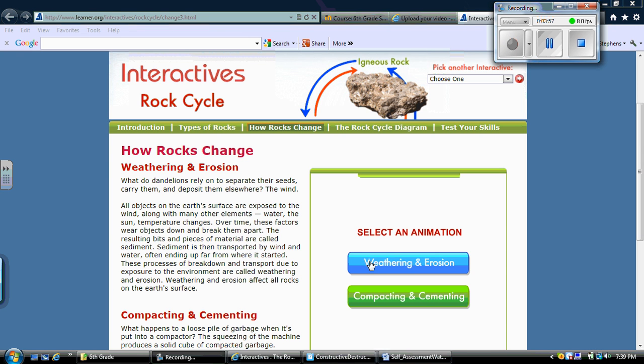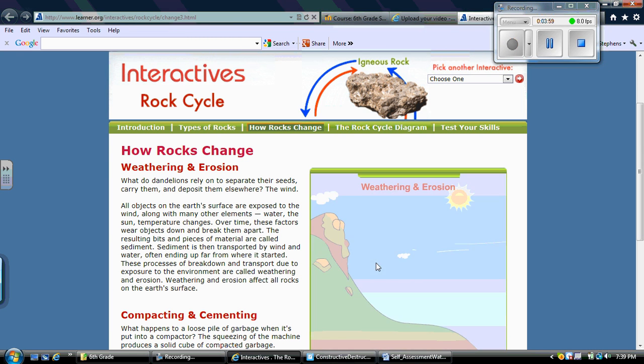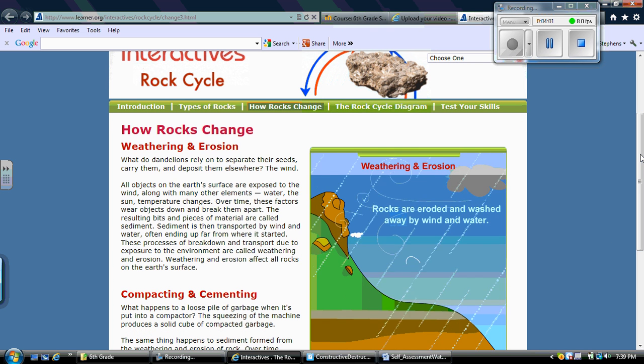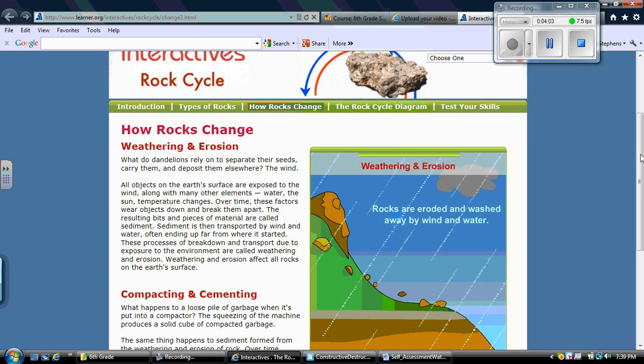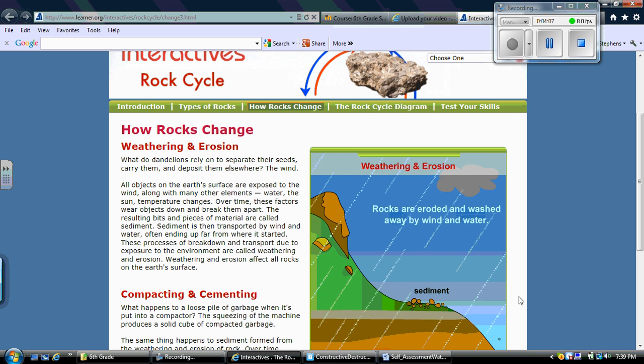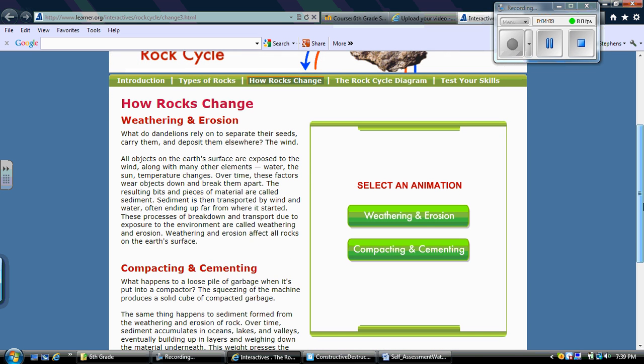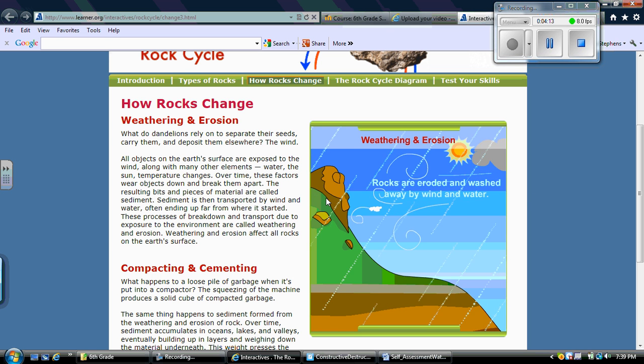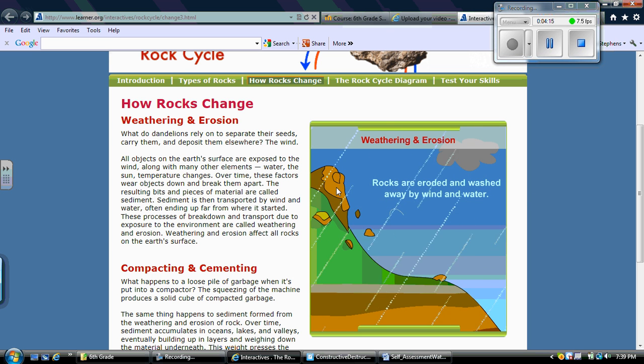Okay, let's take a look at an animation of weathering and erosion. So rocks are eroded and washed away by wind and water, but remember they're broken down into those pieces called sediments by weathering. Weathering is what breaks that rock into small pieces called sediments. Erosion is what moves those sediments.